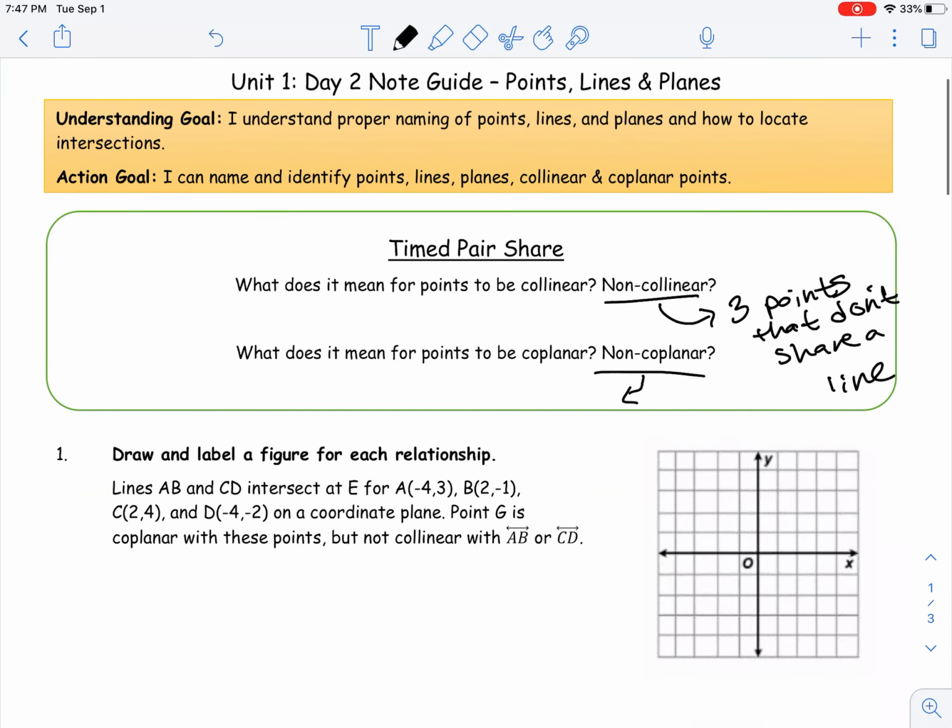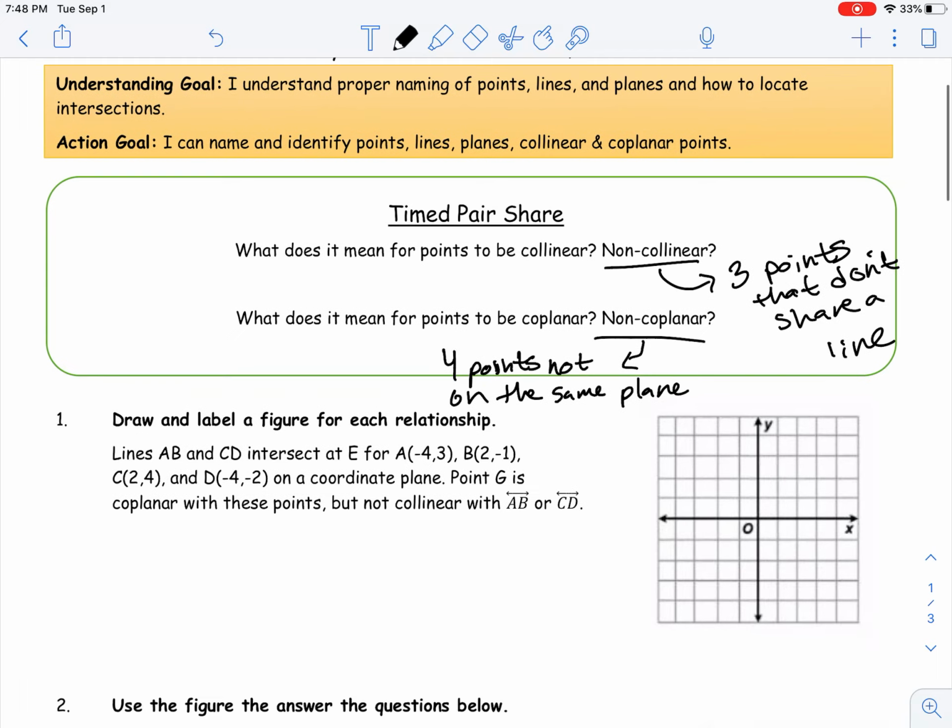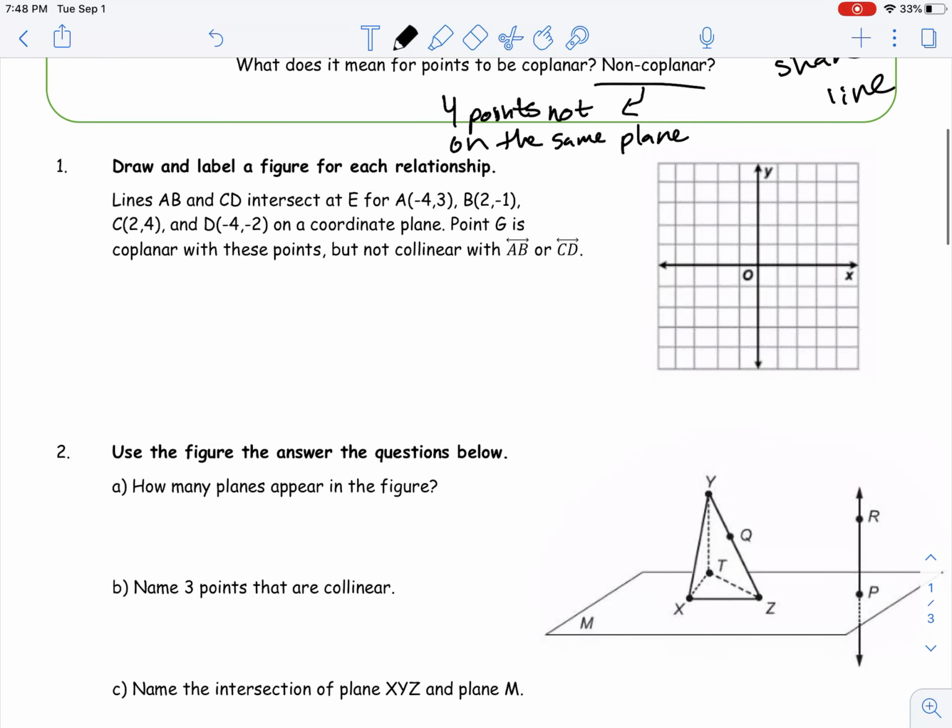So 4 points not on the same plane. All right, draw and label a figure for each relationship. So now we're doing some graphing here. Lines AB and CD, and notice that they should have these over top, so I'm going to just draw them in. It's really hard to format these things because it's so tough to find a program that you can have lines over the top, so I would encourage you to just draw those in.